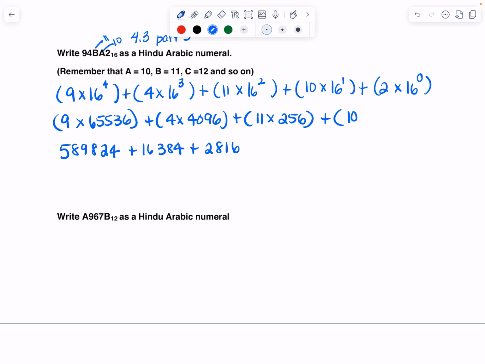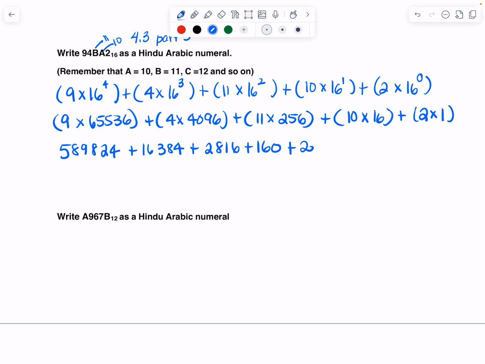This next one is going to be 10 times 16 to the first. So 10 times 16 is 160. And finally, this last one, 2 times 16 to the 0, is 2 times 1, because remember, anything raised to the 0 power is 1. So this is going to be plus 2.